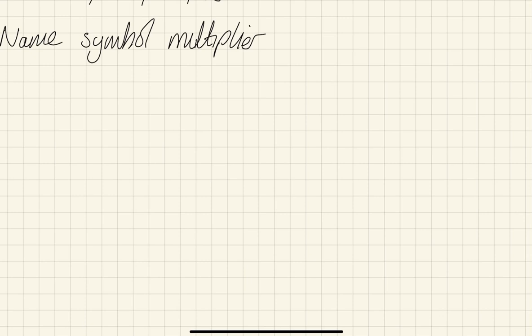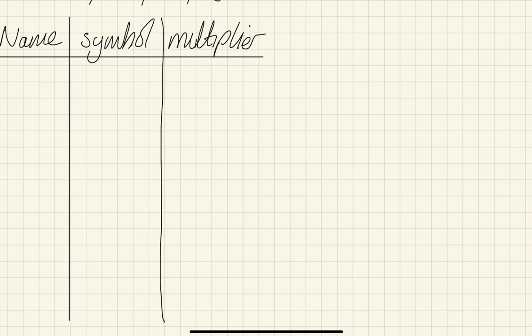So we're going to put this in table format. We need to make sure you know what the name is, what the symbol is, and then what the multiplier is. And hopefully this will make things a lot clearer. I would suggest you keep this down as reference to make it easier to use as you go through the course.